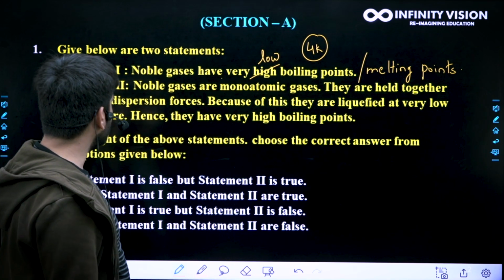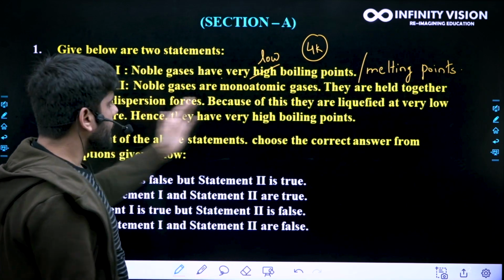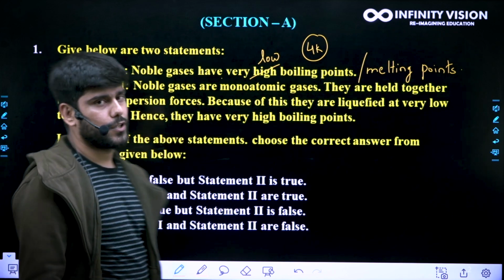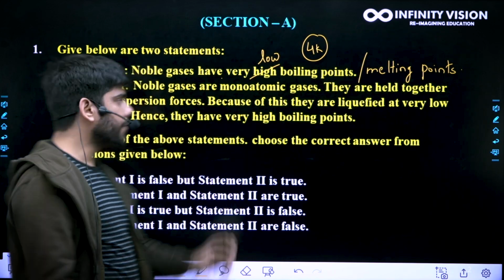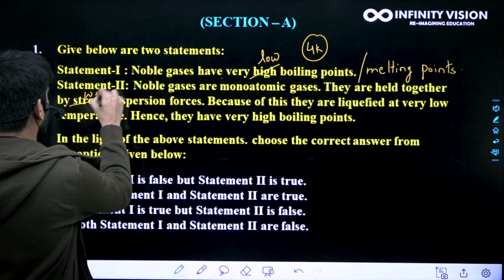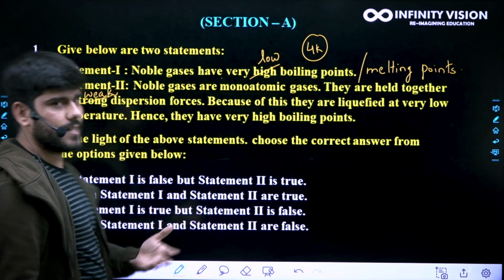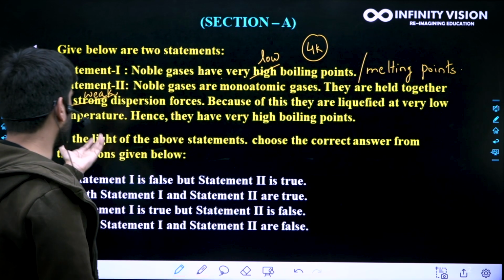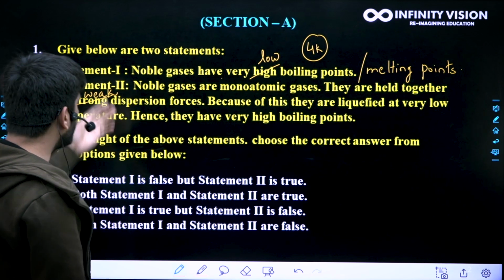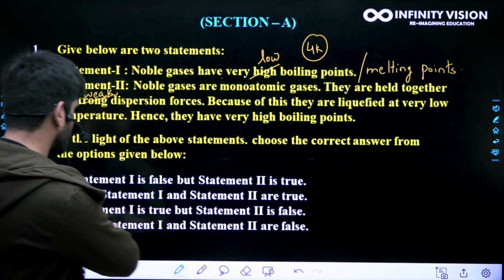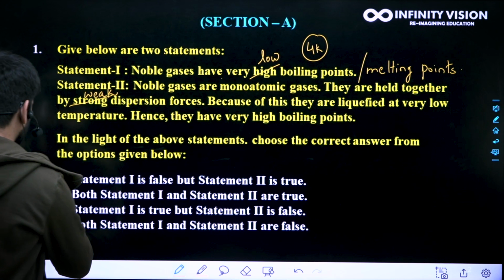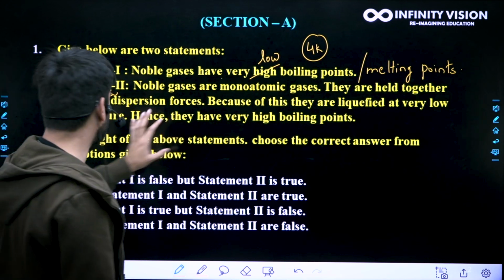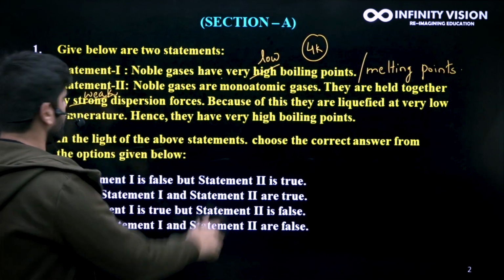But statement number 2 is saying that they are held together by strong dispersion forces. So no, they are held together by weak dispersion forces. Now this question is NCERT based, the theory is given in the NCERT book only. So both the statements are incorrect. So both statement 1 and statement 2 are false. So I hope this is clear. Let us move to the next question.